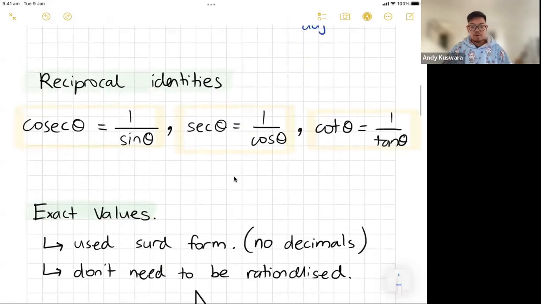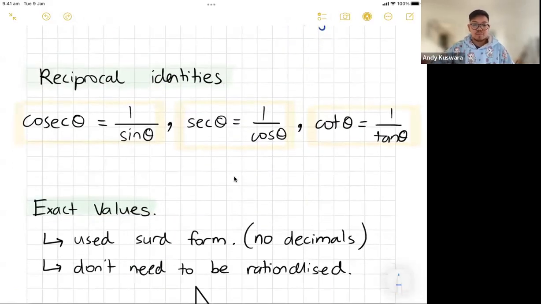Now, there are also a couple other things that you'll need to know. First one is reciprocal identities. Reciprocal, as you remember, just means 1 over, or you flip the fraction. Cosec is 1 on sine, sec is 1 on cos, and cot is 1 on tan. You'll have to memorize these, but there's a nice little way to memorize them. Your third letter gives you a hint: cosec is 1 on sine, sec is 1 on cos, cot is 1 on tan.